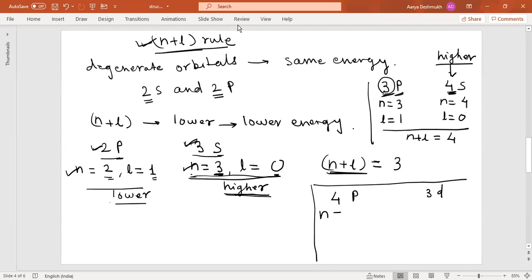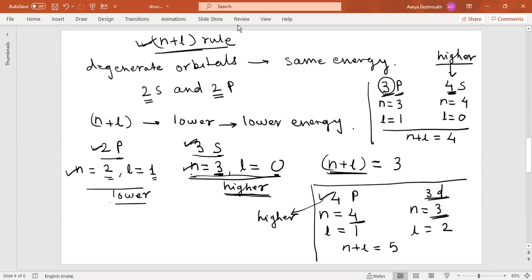So whenever it is a 4p, n will be equal to 4 and l will be equal to 1. Isn't it? For this, n will be equal to 3 and l will be equal to 2. So in both cases the n plus l value is found to be 5. So which one will have higher energy? This one. This orbital will have higher energy compared to this, because n has the lower value for this, whereas n has the higher value.